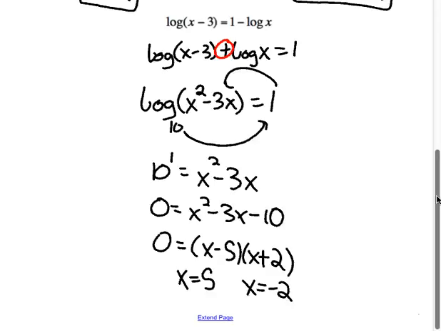Now, we do have to be very careful though, because notice right here, if I were to plug in that negative 2, I would have issues. So really my true solution is just the 5. And recall that's what we would call an extraneous solution. Negative 2 is extraneous because while we get it as an answer, it doesn't work in the original context of the problem. All right.